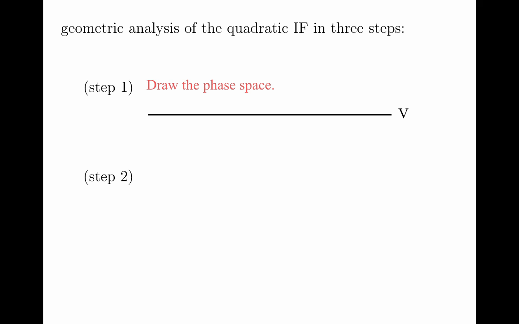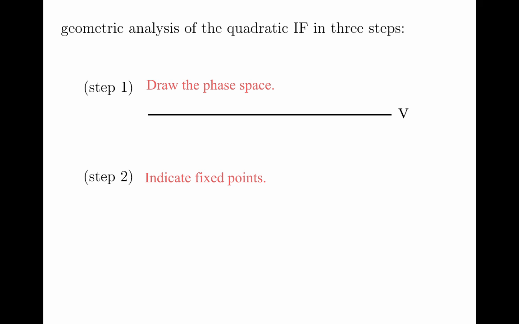It's a line. So we have this line, our one-dimensional phase space. We'd like to understand how V, our voltage, evolves along this line. We can imagine it as a bead that slides along this line as a function of time. Good, so that's step 1. We've drawn the one-dimensional phase space, this line.